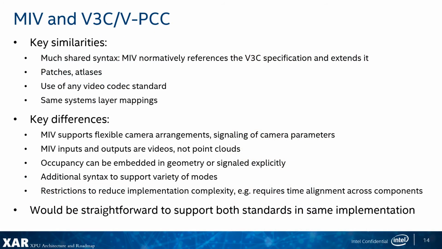So the MIV is based on the V3C, the point cloud coding standard, and it has a lot of similarities. They have a lot of commonality. The MIV references the specification, extends it, it uses patches and atlases, but there are also differences. MIV has more flexible camera arrangements. It has inputs and outputs that are videos and not point clouds, and it has some restrictions to reduce the implementation complexity. But it would be straightforward to support both standards in the same implementation.